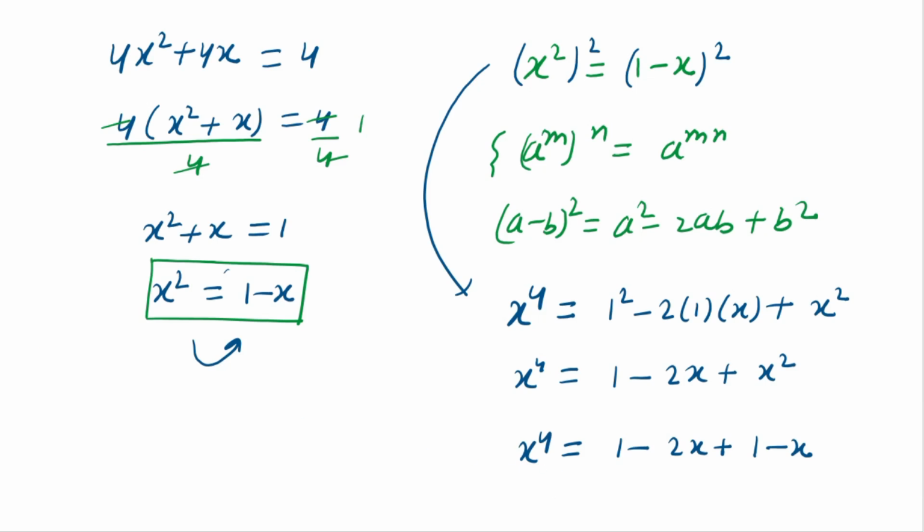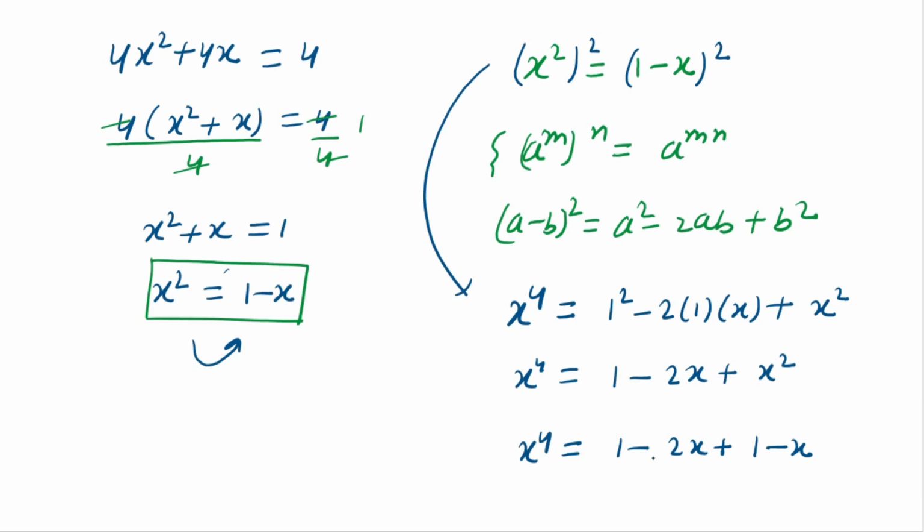In the left hand side, x^4 equals, in the right hand side, 1 plus 1, 2 minus 2x minus x is minus 3x. So x^4 equals 2 minus 3x.